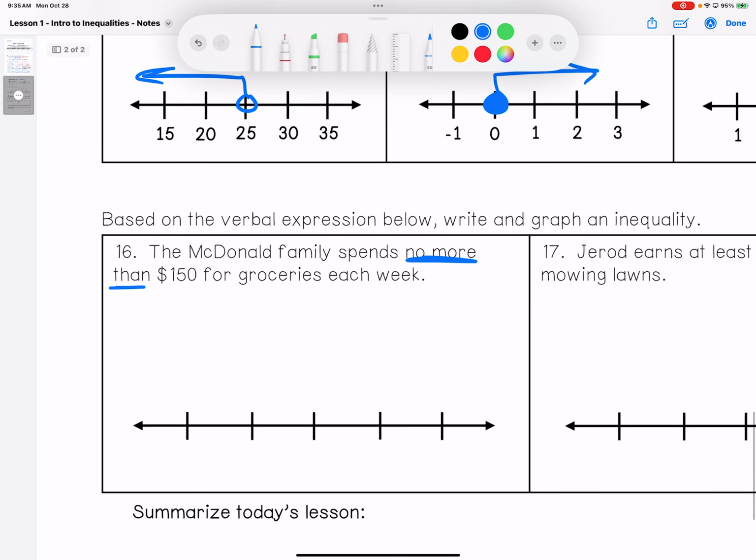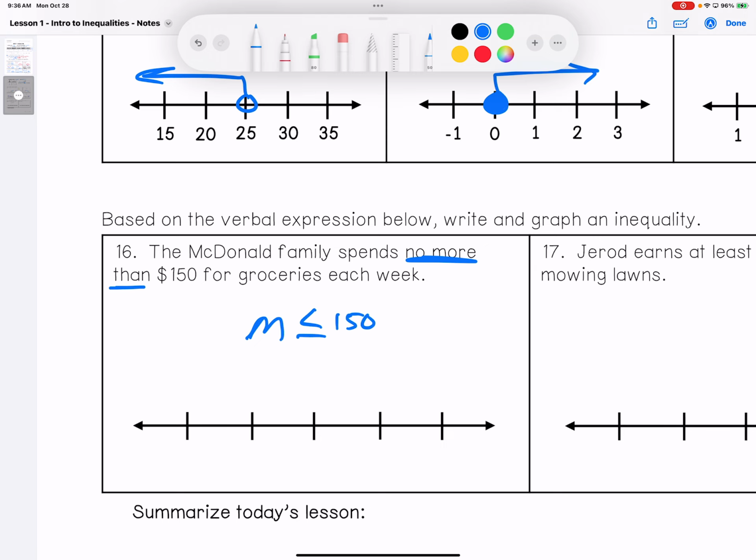So how are we going to graph this? First of all, let's make our equation, or inequality, excuse me. Let's use M for the McDonalds. M is less than or equal to, because they do not want to spend more than, so that is less than or equal to $150.